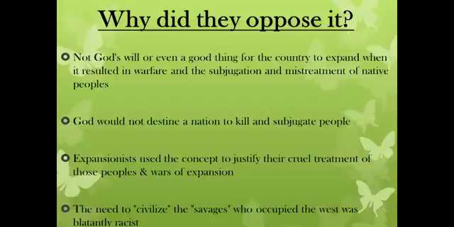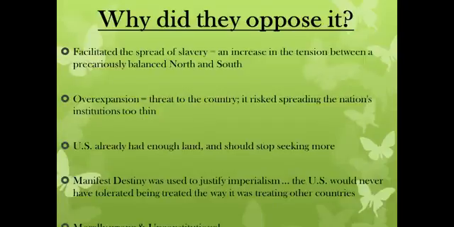Expansionists use this concept to justify their true treatment of those peoples and wars of expansion. And quite frankly, the need to civilize the savages who occupied the West was blatantly racist. This allowed the spread of slavery to continue, which only caused an increase in the tension between North and South, already a problem. Overexpansion was a direct threat to the country. It was spreading our national institutions too thin. We already had enough land, we should stop seeking more. And it was used to justify imperialism. The U.S. would never have tolerated being treated the way it was treating other countries. Hello, Monroe Doctrine. Not the least of which it was morally wrong and unconstitutional.